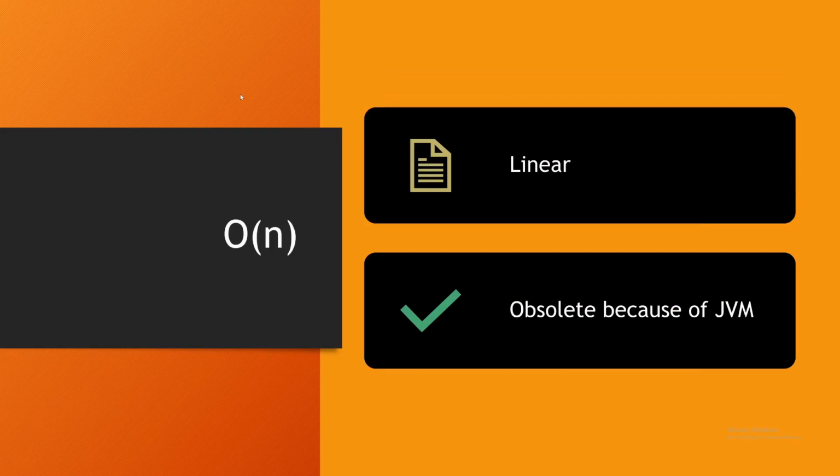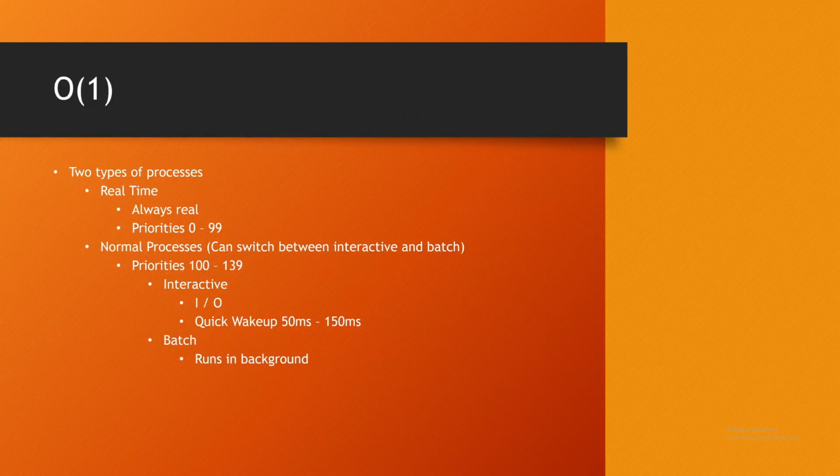The O(n) scheduler became obsolete because of the JVM, because Java created a lot of processes, and then it just slowed down the system. So they needed to come up with a different one. So they came up with one with O(1) time.